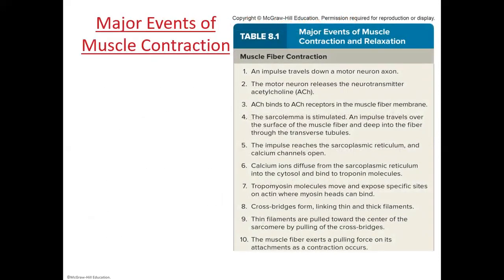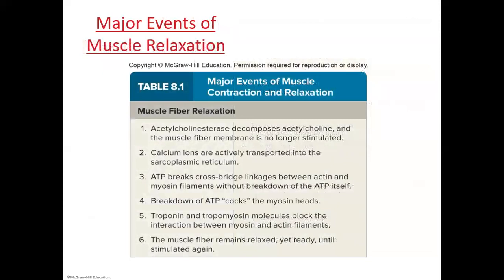So here are the steps written down in order so that you could review yourself. And then here are also the steps of muscle relaxation. These are all found in your book. You can use them to study with and to work on your practice work with. And that is the end of lecture 2.